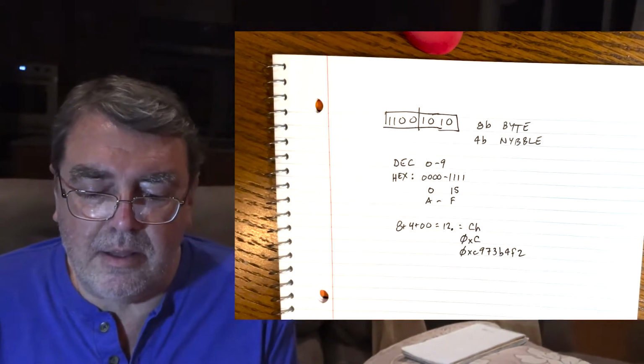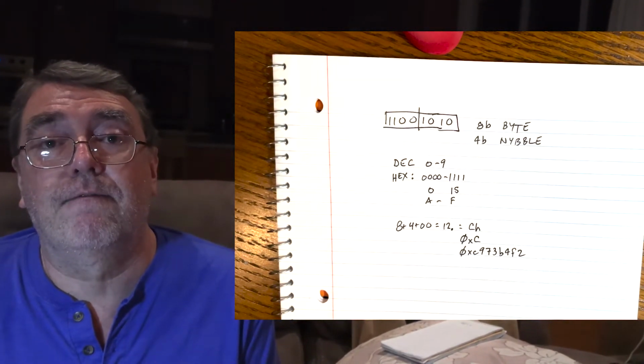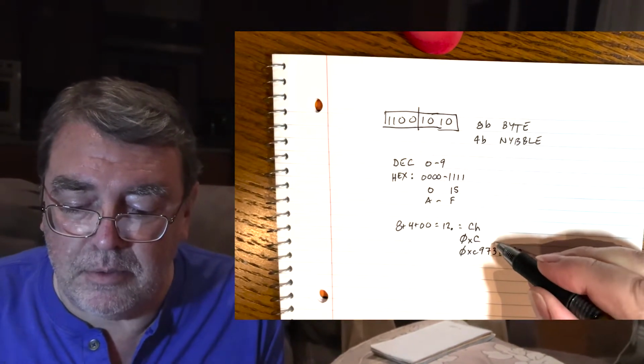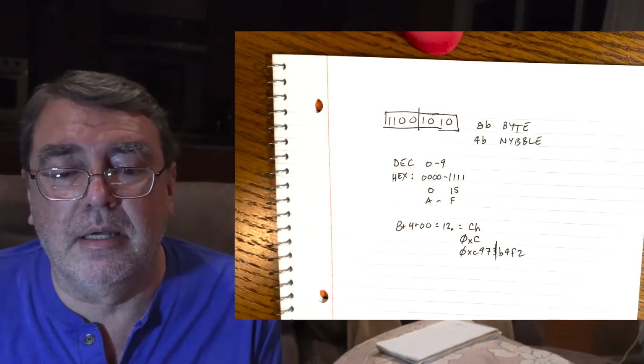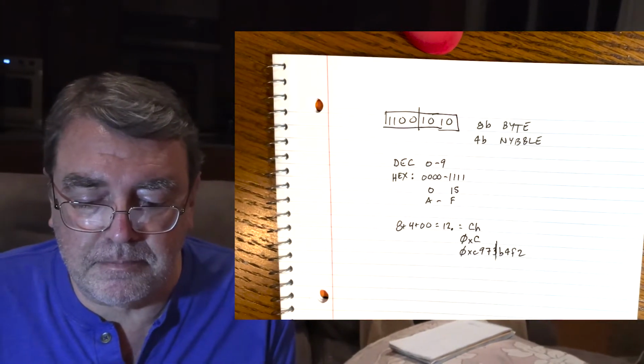Now that's a 32-bit number. It is 4 bytes or 8 nibbles. And so every nibble gets its own value, and then that would be on either side of the midpoint.